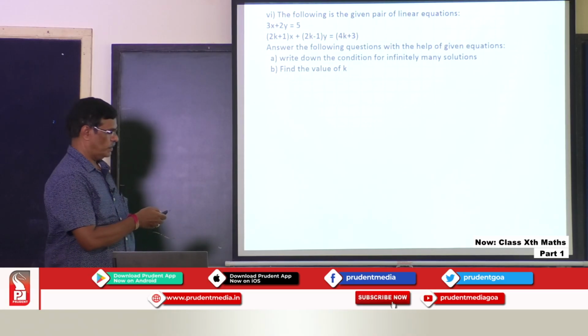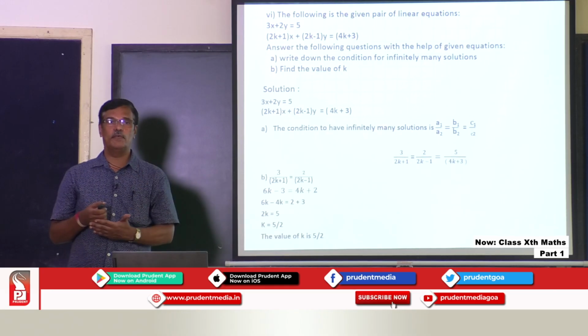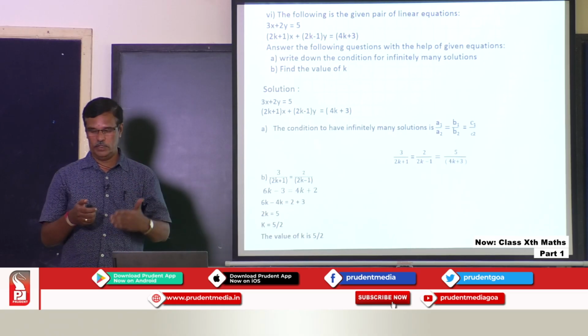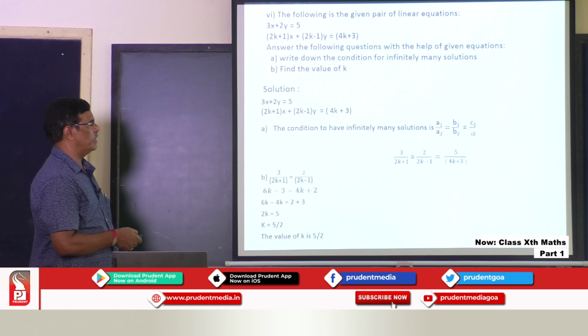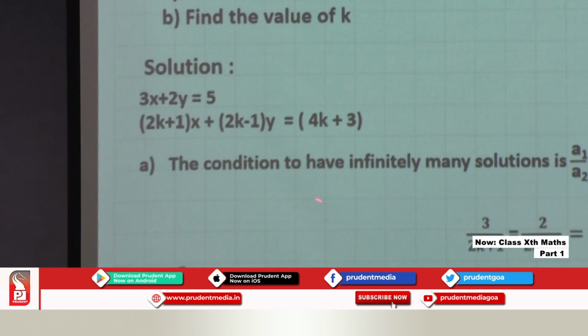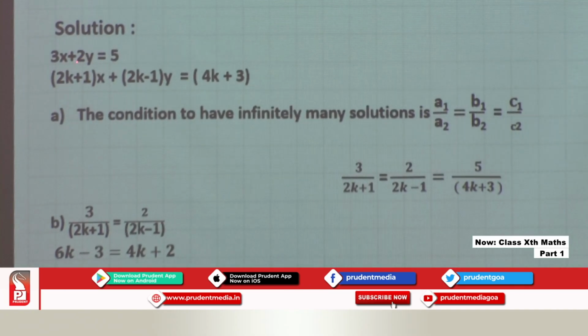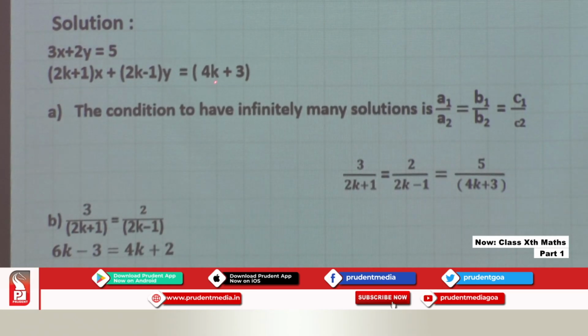Now, let's see the answer here. The condition for infinitely many solutions is a1 upon a2 is equal to b1 upon b2 is equal to c1 upon c2. Here is the condition. What are the values of a1 and a2? 3 upon 2k plus 1, is equal to the values of b1 and b2, 2 upon 2k minus 1. And the values of c1 and c2 are 5 and 4k plus 3, that is 5 upon 4k plus 3.